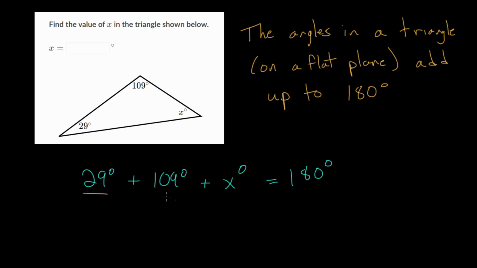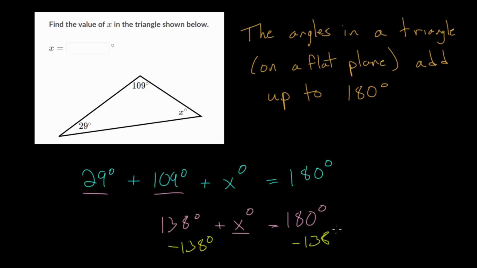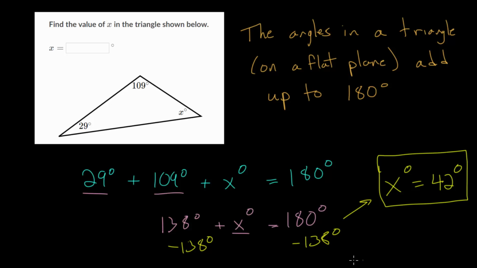So to solve this, we'll combine like terms. If we add 20 to 109, that brings us to 129. 9 more brings us to 138 degrees. And now to solve for x, we just need to subtract 138 degrees on each side. So if we subtract 130, that brings us to 50. Subtracting 8 more brings us to 42. So this is what we think is the answer.